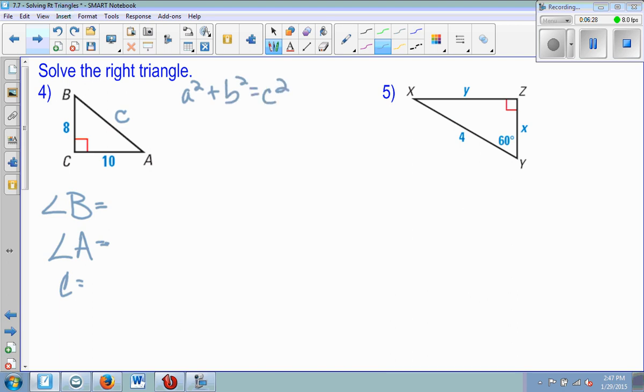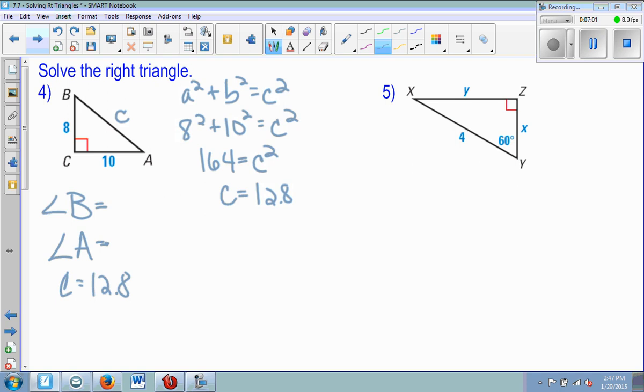So in this triangle, 8 and 10 are a and b. 8 squared is 64. 10 squared is 100. That's 164 when put together. And if I take the square root of that, it's going to give me a decimal approximation of 12.8. So there's the first thing that was missing, that side length.